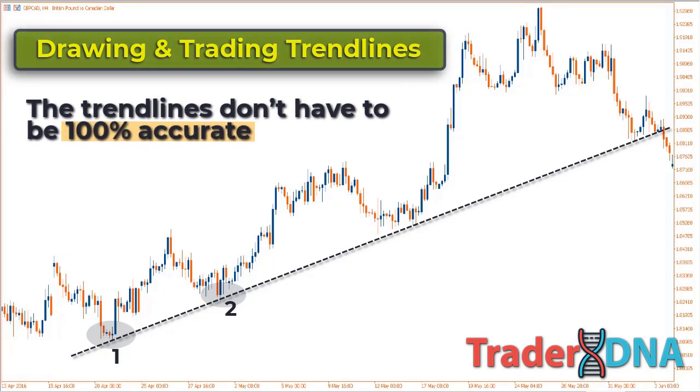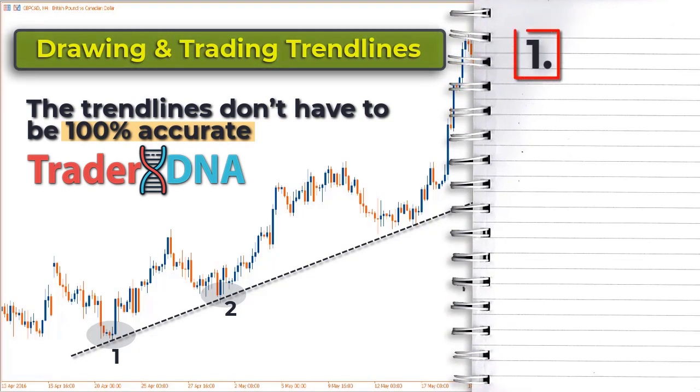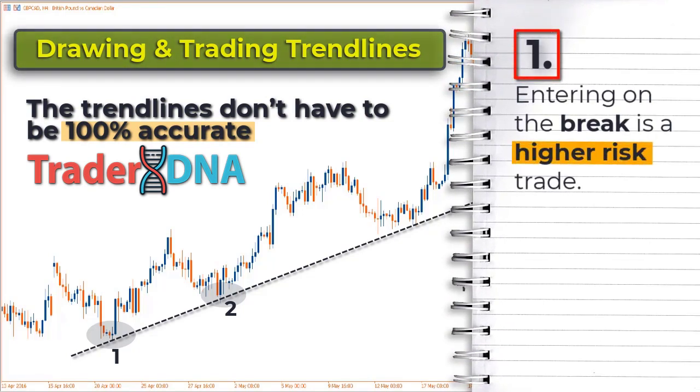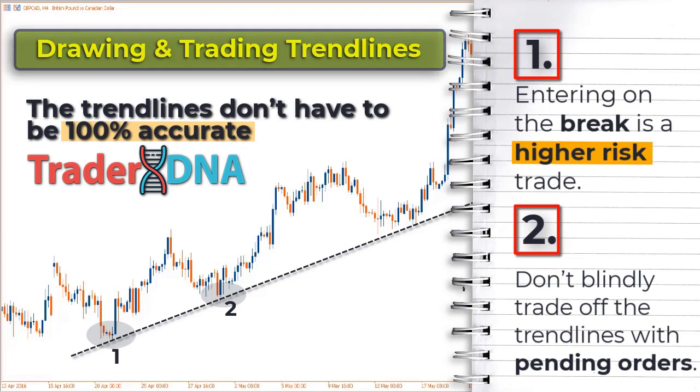When it comes to trading the trendlines, there are 2 principles that can help you make better trading decisions. First, entering on the break is a higher risk trade. Waiting for the retest is the safer option. Second, don't blindly trade off the trendlines with pending orders. Wait for a clear reaction around the trendline.